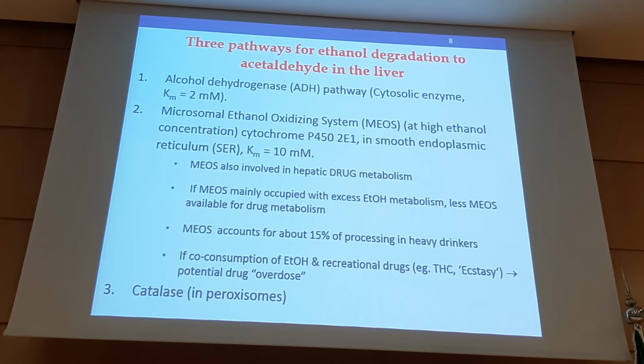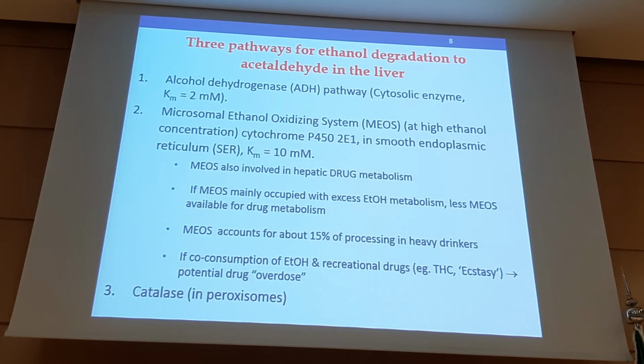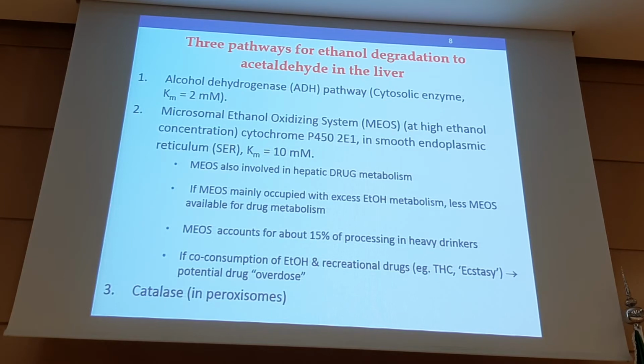But one thing you need to be aware of is that MEOS is involved in hepatic drug metabolism. And this is where the problem is. Many drug addicts think they can take the same dose every time, there's no problem. The only problem is they mix it with alcohol. Why? Because MEOS is not only involved in ethanol metabolism, but also in drug metabolism, including therapeutic drugs. And we're going to give some examples. Sulfonylurea is an example, which is for diabetes. But here, we're talking about ecstasy, THC, other drugs.